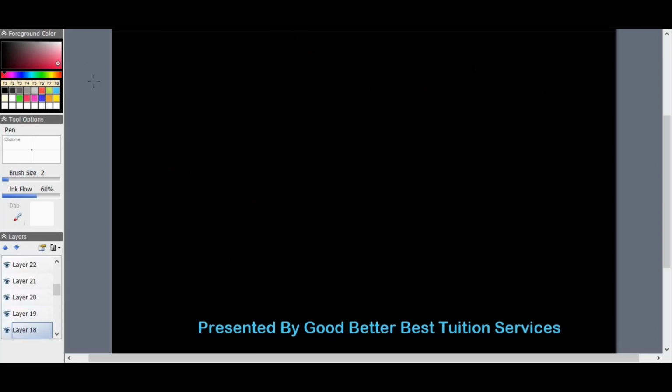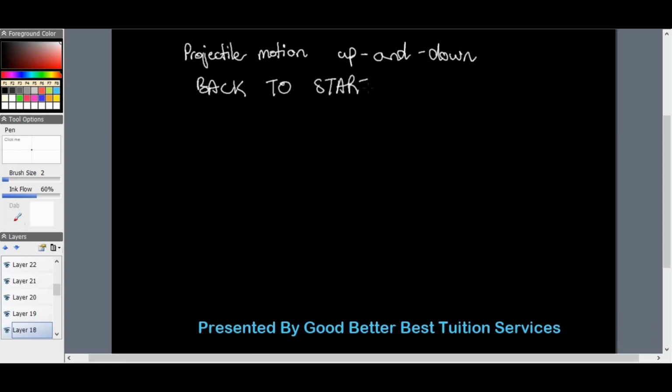Right, so now we're going to have a look at projectile motion. But now the object is doing something different. We're going to look at projectile motion going up and down, and I'm going to write it in capital letters: when the object returns back to starting position. This is what we're going to have a look at.